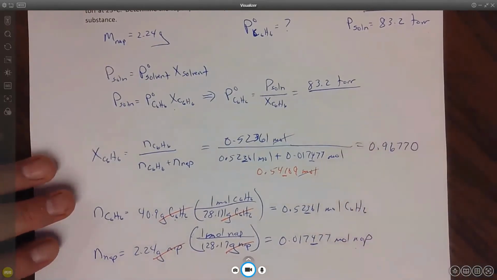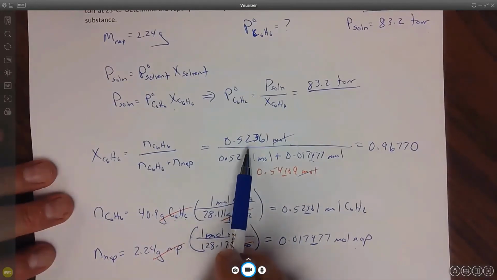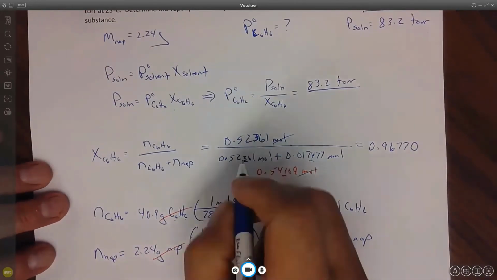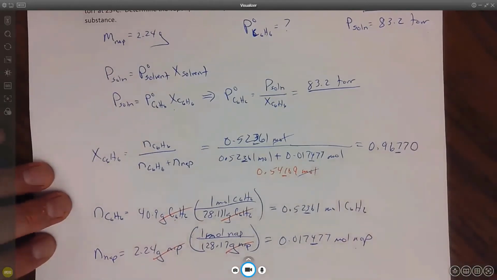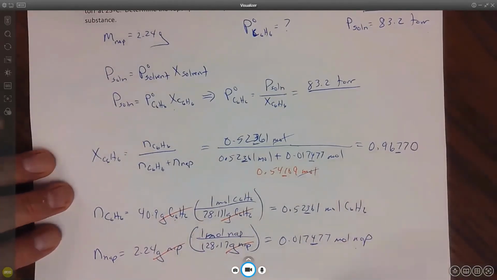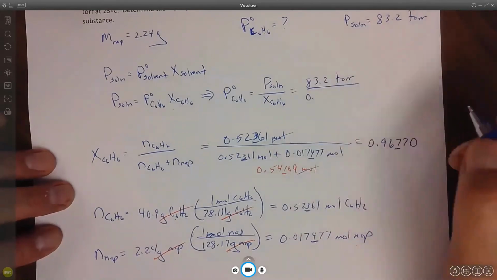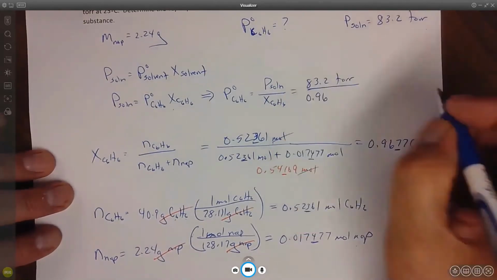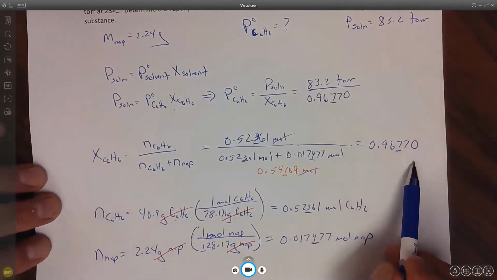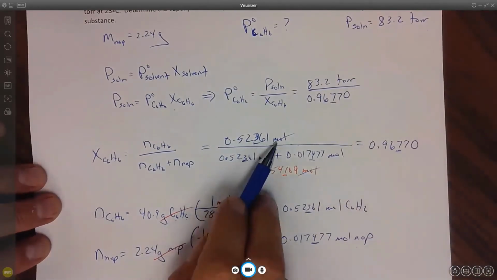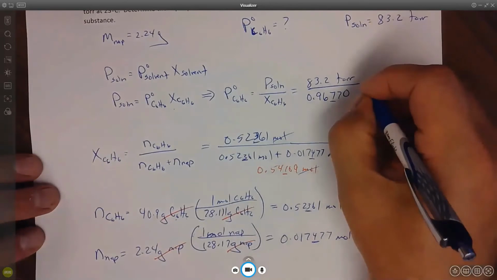0.9677. We have 3 sig figs, so this will be 3 sig figs. And then now we just put in 0.9677, and it's unitless, right? So remember, the mole fraction is dimensionless. The units cancel. Plug that into your calculator.